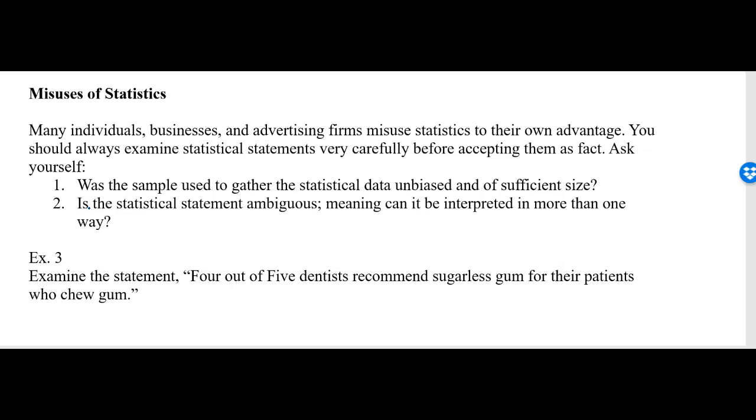Very important. If you are told, well, we did a poll and the poll said, 80% of people recommend this particular candy bar, and then you find out they only surveyed 10 people, could we really use that as a fact, as a poll? Probably not. We want to make sure that the statistical data is unbiased. Did you only survey a certain type of group of people? Or did you randomly survey people? You really want it to be random. And then number 2, is the statistical statement ambiguous? And what do we mean by that? Meaning it can be interpreted in more than one way.